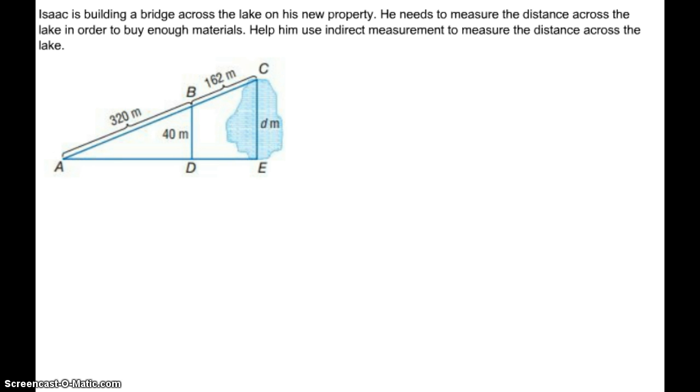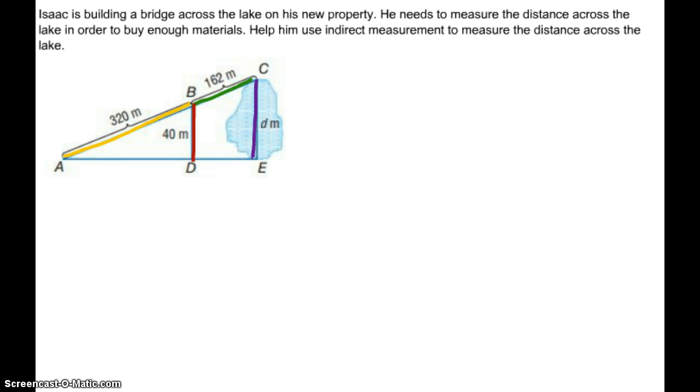So there are some distances that he knows. He knows that from point A to point B is 320 meters. From point B to point C is 162 meters. And from B to D is 40 meters. And what he's looking for is this distance D across the lake.